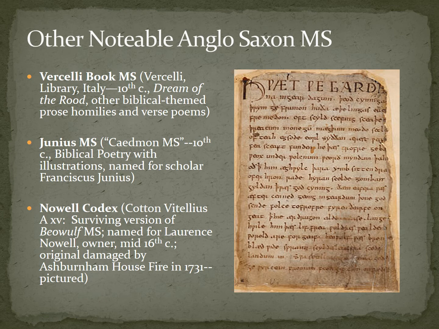The Junius manuscript, also referred to as the Caedmon manuscript, features 10th century biblical poetry and illustrations originally attributed to the composer Caedmon, mentioned by Bede. The 17th century Dutch-English scholar Franciscus Junius edited the manuscript, which now sits in the Bodleian Library in Oxford.